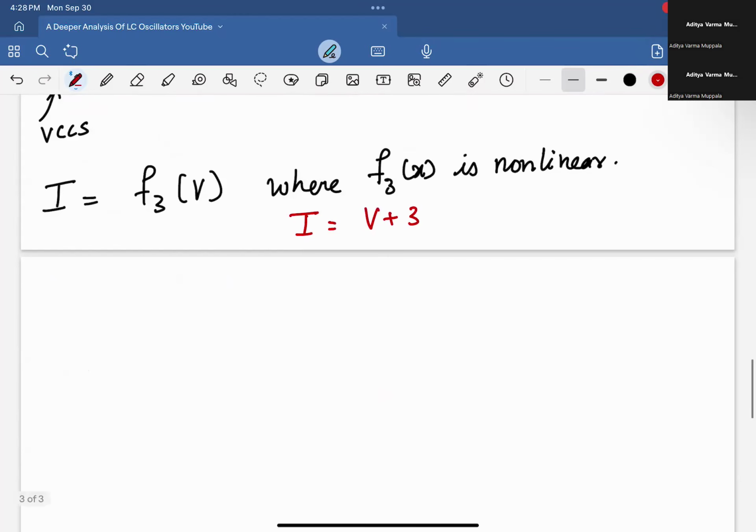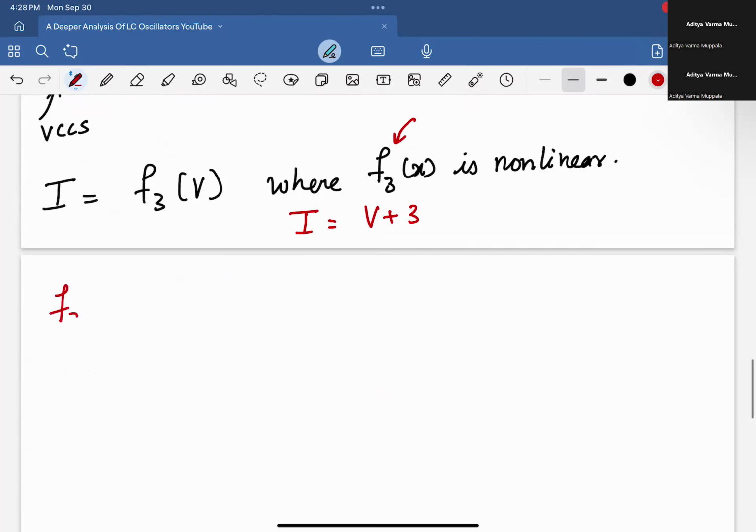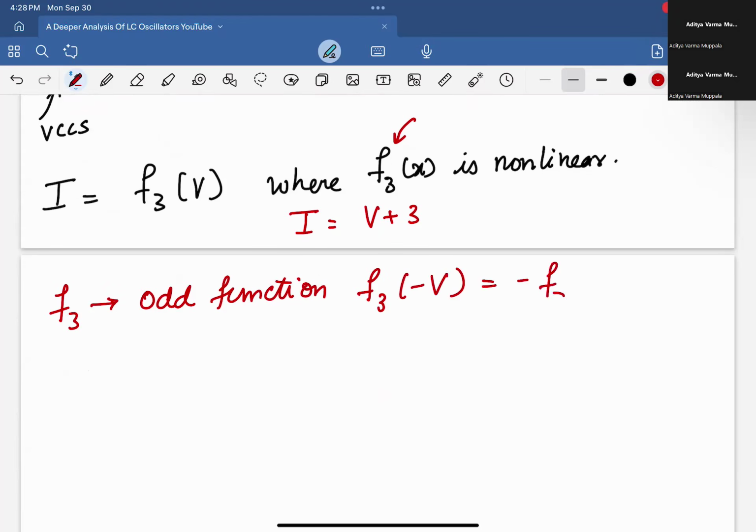Okay. So what kind of function do we want this F3 to be? It should have a couple of properties to be more realistic in terms of electrical circuits. The first thing is F3 should be an odd function, which means that F3 of minus V should be equal to minus F3 of V. And that makes sense because if you flip the voltage, you want the current also to flip. This is nothing but minus I.